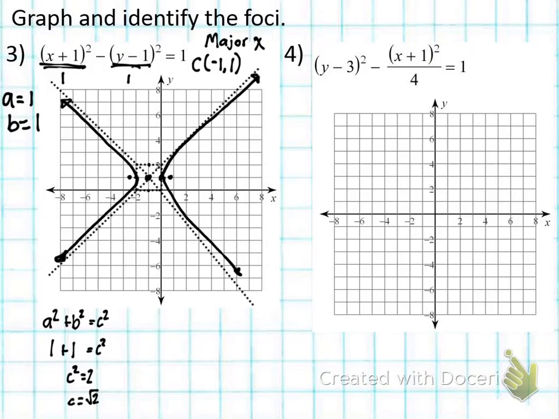Now, how do we find what these points are? This is the part that's harder. Since we calculated rad 2 in each direction, we have to reference each of these foci from the center. So the first point here is −1 plus rad 2, 1. The other one is −1 minus rad 2, 1.